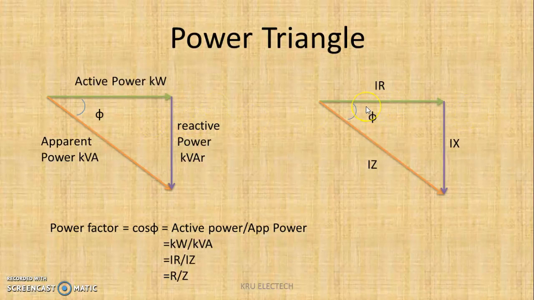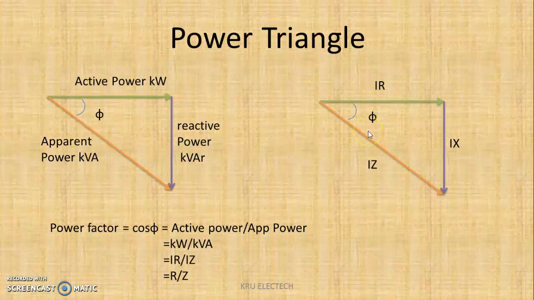in this triangle, this is the drop due to the resistance, that is I into R. This is the drop due to the reactance, that is I into X, and this is the resultant or the total drop due to both resistance and reactance, that is the impedance. So what is the impedance? Impedance Z equals the square root of R square plus X square. You can derive this equation from this triangle.